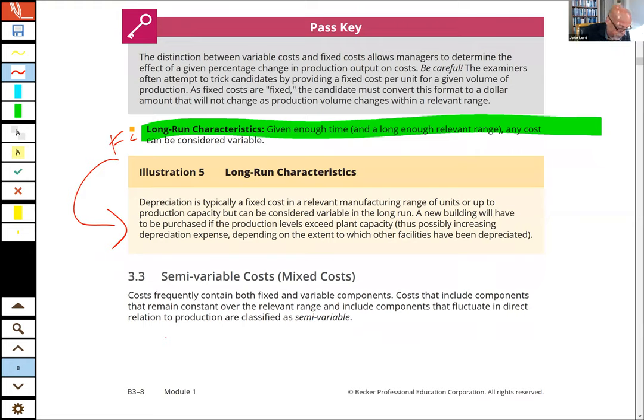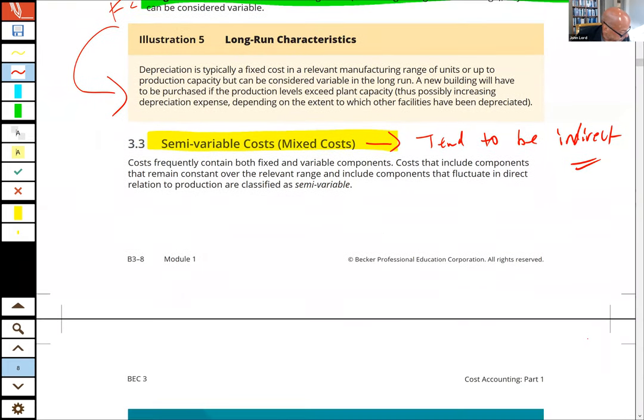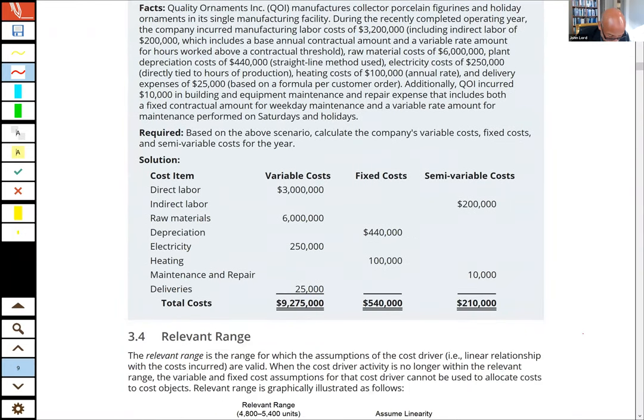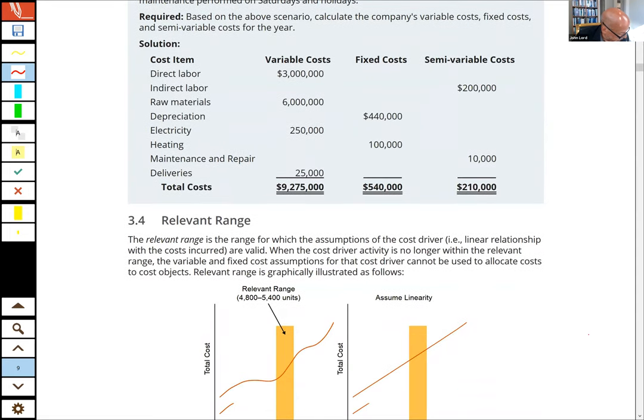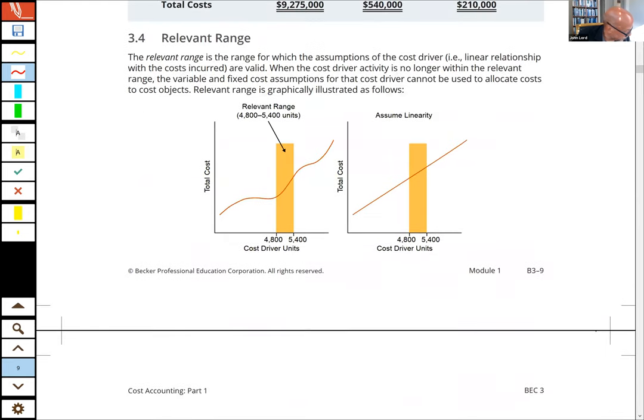you can have semi-variable or mixed costs, and I already gave you some examples. I just want you to understand that these tend to be indirect. Okay, all right, good. I'm not going to go through these examples of which ones are variable and which are fixed. I think you're kind of getting that. And again, they mention this point about relevant range here, which we've already talked about, okay?